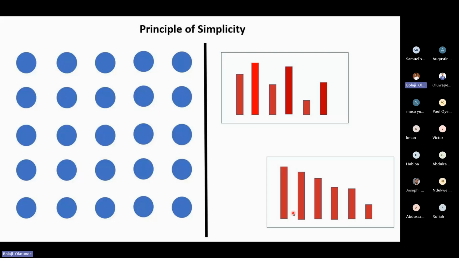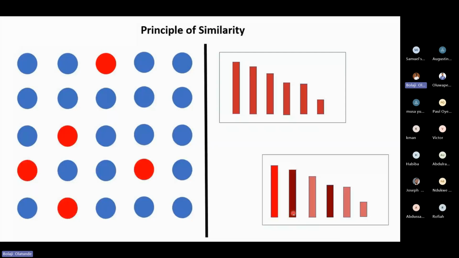So that's the third one. The fourth one is the principle of similarity. Now, what's the principle of similarity? The principle of similarity is saying that when we see things that look alike, we tend to associate them together.